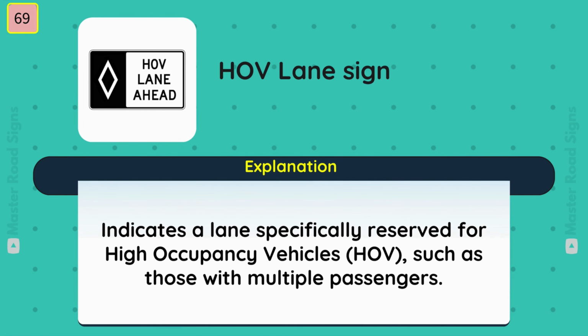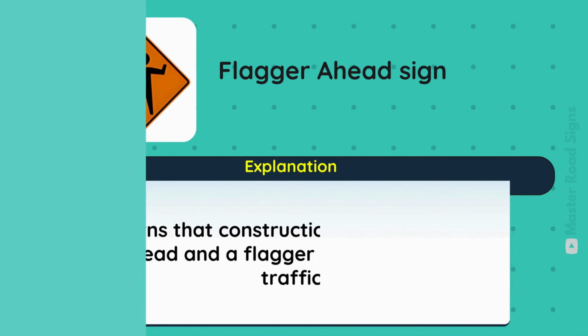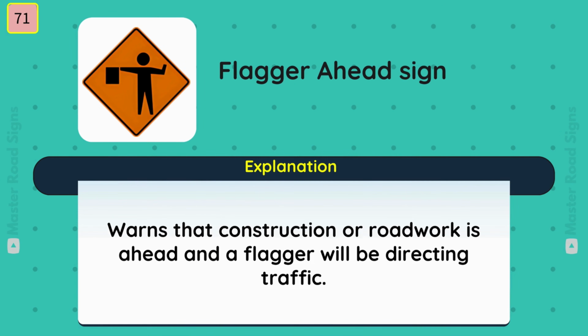HOV lane sign indicates a lane specifically reserved for high occupancy vehicles, such as those with multiple passengers. Emergency vehicle sign indicates that emergency vehicles may be crossing the road, such as ambulances or fire trucks. Flagger ahead sign warns that construction or roadwork is ahead, and a flagger will be directing traffic.